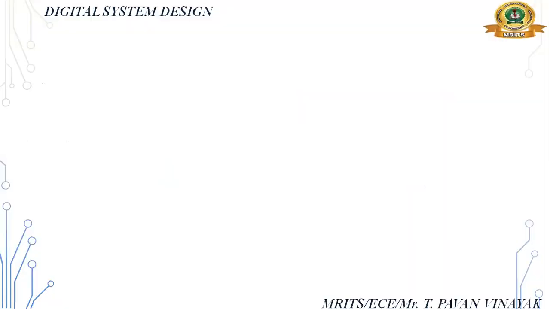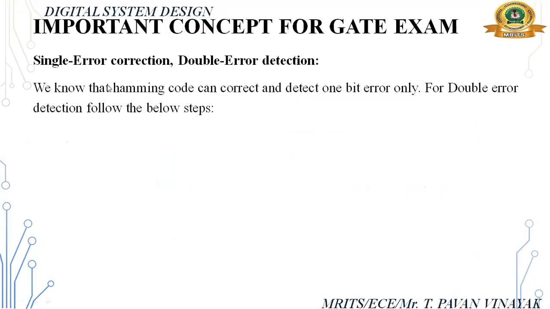Next concept is single error correction, double error detection. Okay, so we already generated Hamming code. Till now you know the concept, and also you find the error bit also.